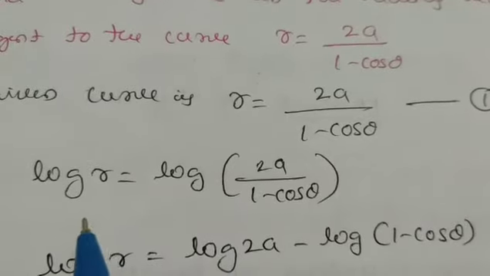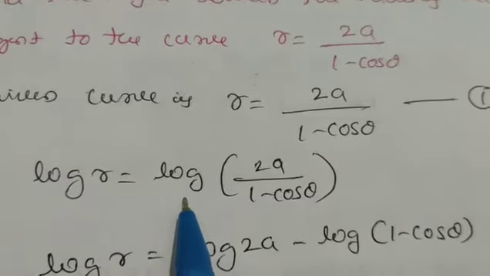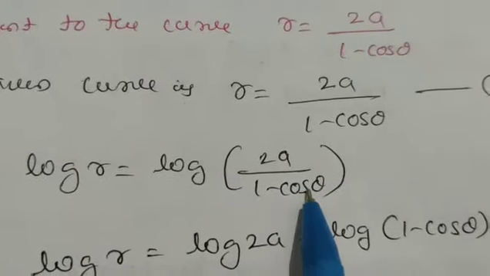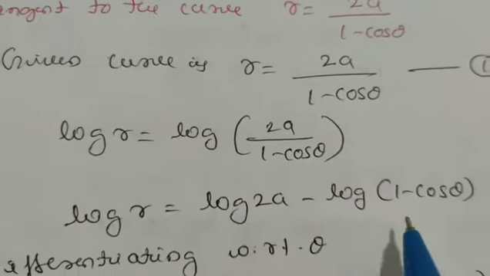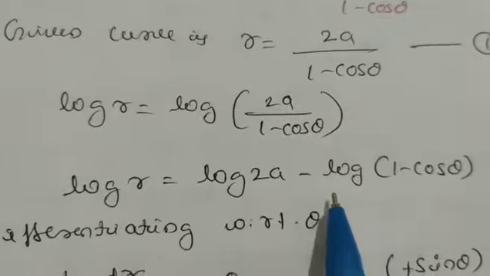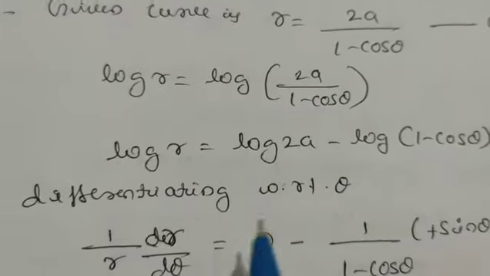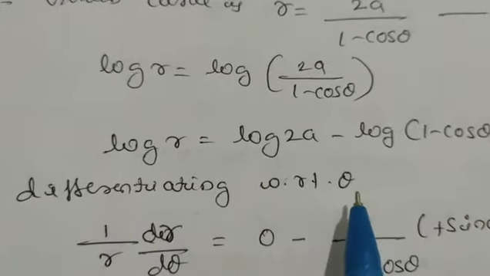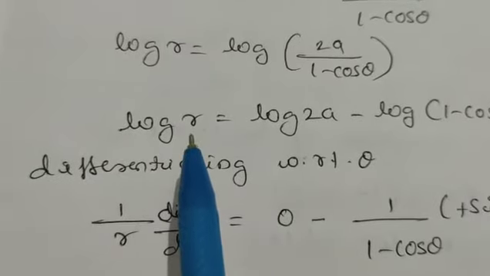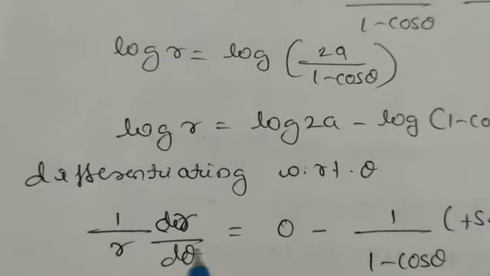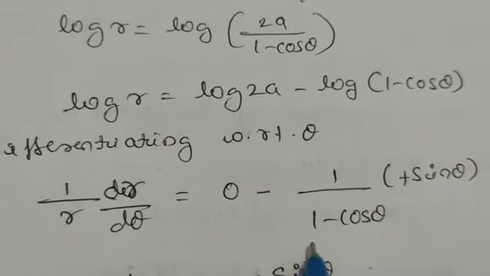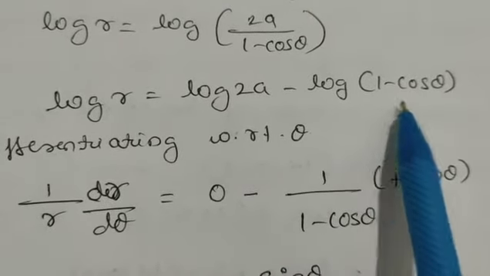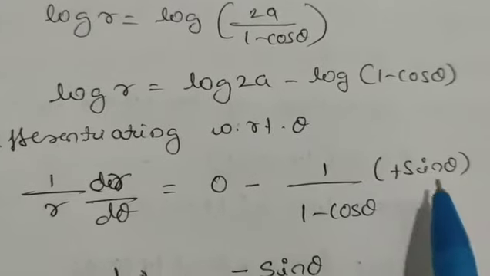I am taking log on both sides, and the RHS is log of 2a divided by 1 minus cos theta. It is log m by n, and you know log m by n is log m minus log n. That is log 2a minus log of 1 minus cos theta. Now differentiating with respect to theta on both sides, the derivative of log r is 1 by r into dr by d theta, which equals 0 minus 1 divided by 1 minus cos theta into the derivative of 1 minus cos theta, which is sin theta.